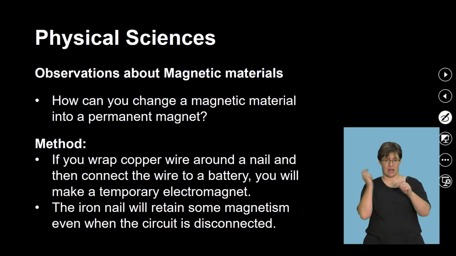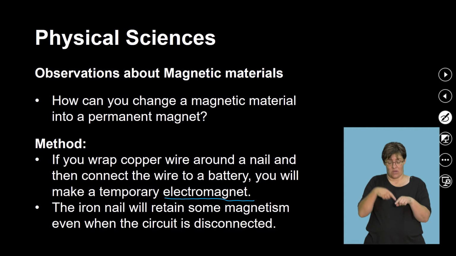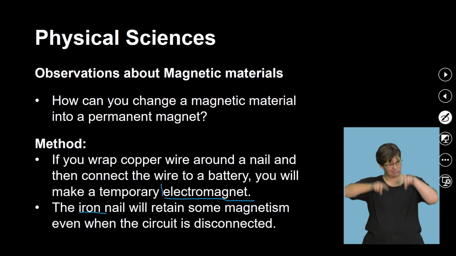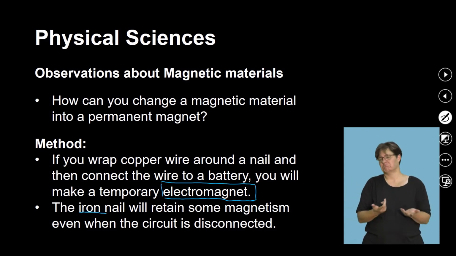So if you wrap a copper wire around a nail and then connect the wire to the battery, you will make a temporary magnet, but this is an electromagnet. The big idea with an electromagnet is that there must be some charge or electricity flowing through that wire. And if you use an iron nail, remember iron is a ferromagnetic material, so it's easy for it to be magnetized because of its properties. So the electromagnet has many wide uses in real life.